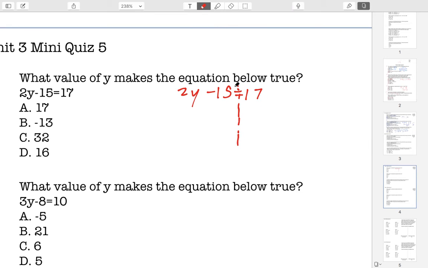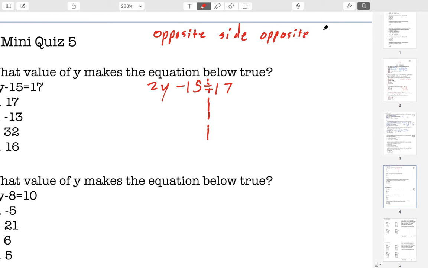And now one thing you need to remember is that when you're identifying like terms, if it is on the opposite side, do you guys remember what you put? Opposite side, opposite operation. Please write this again for people. Opposite side, opposite operation.